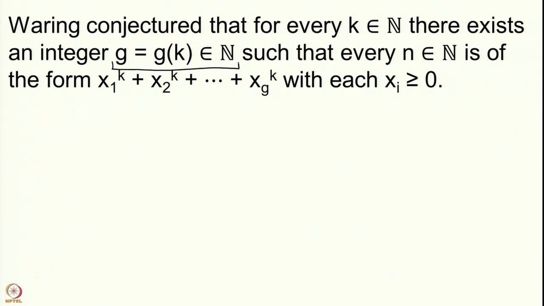So, Waring conjectured that there is a g with the property that every natural number is a sum of at most g kth powers. I told you that you could actually have obtained every number as a sum of squares using the greedy algorithm, which would tell you that every number is a sum of squares. Of course, we know that 1 is a square, so it is not difficult to prove that every integer is a sum of squares. It is not difficult to prove that every integer is a sum of kth powers because 1 is a kth power.